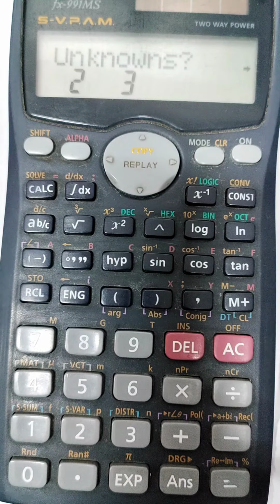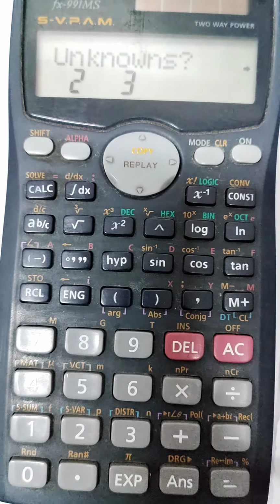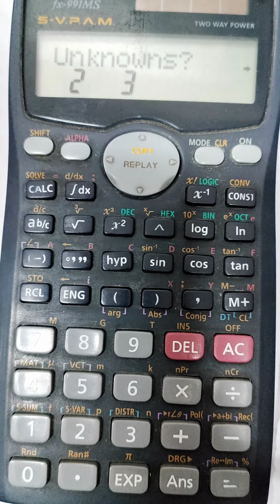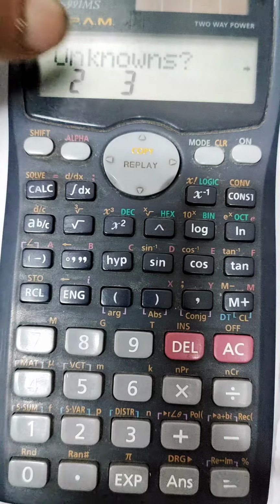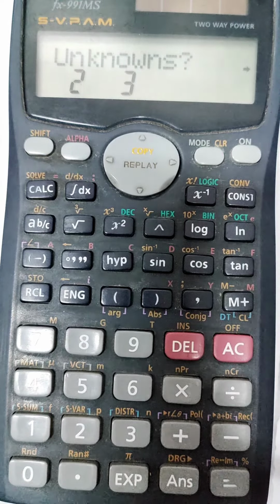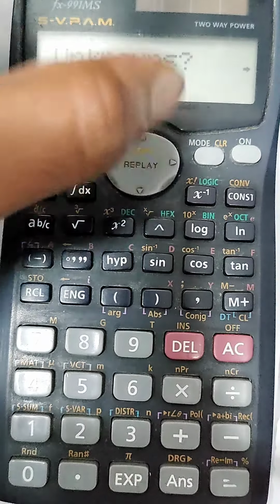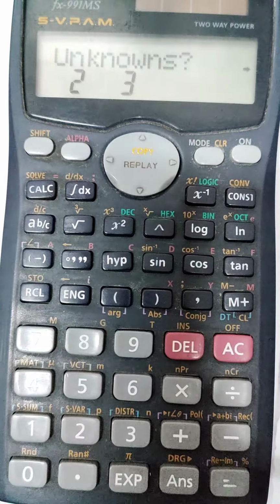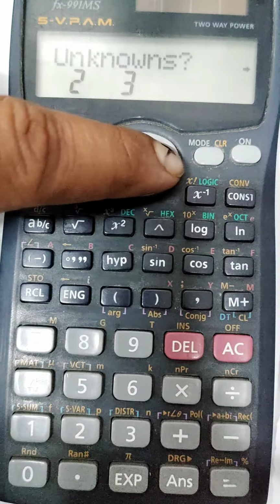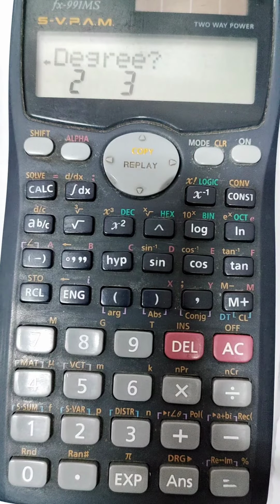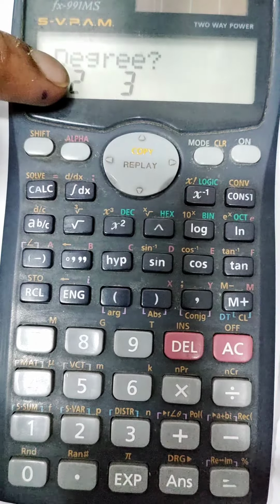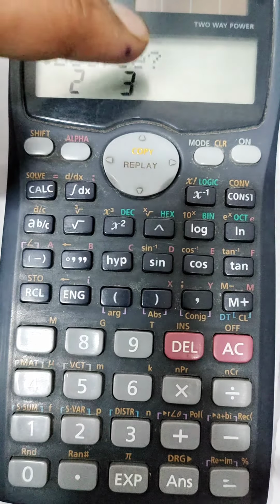Now in the previous video we learned how to use the 991 MS calculator to solve equations that contain 2 unknown variables and 3 unknown variables by clicking these respective options. Now to enter the degree mode we have to press the right button. You can see here it is saying that if you want to go to degree you have to press this right button. Now here, if our equation is 2 degree we will choose 2, and if our equation is 3 degree we will choose 3.